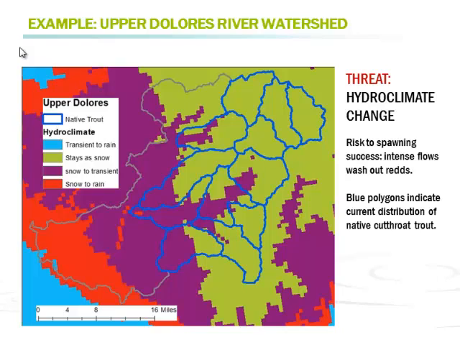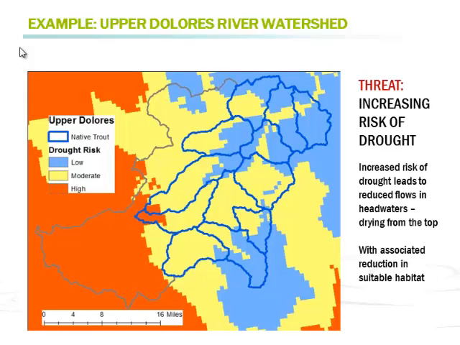So how does that matter to the fish? Well, it definitely affects the risk to spawning success. Changing hydroclimate can increase the risk of large flashy floods and change the timing of flood events. And depending on the timing and the intensity of those flows, you may wash out trout redds, so basically wipe out the eggs and incubating fry. And just for another point of context, the blue polygons here outline the general current distribution of the native cutthroat trout in the upper basin.